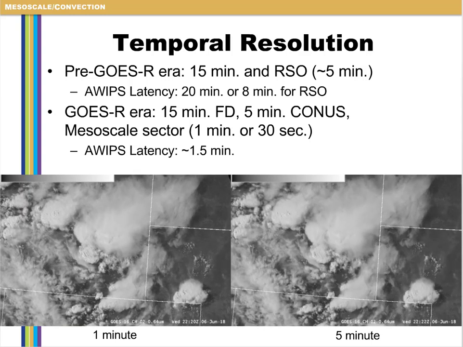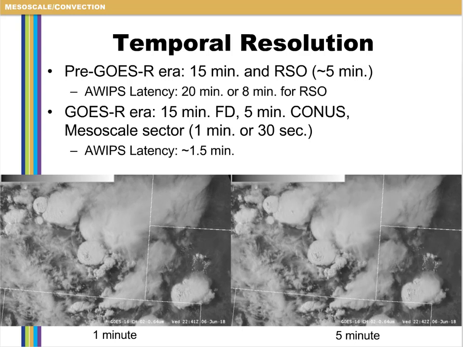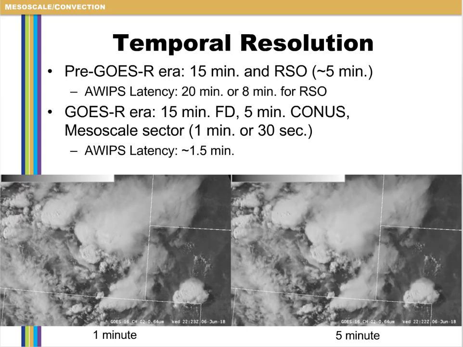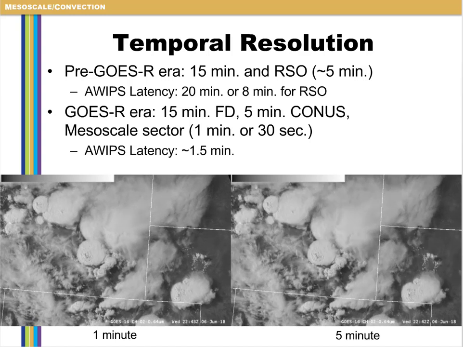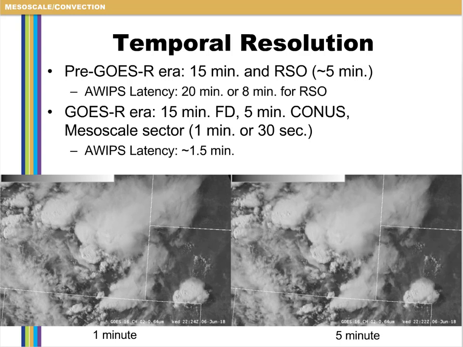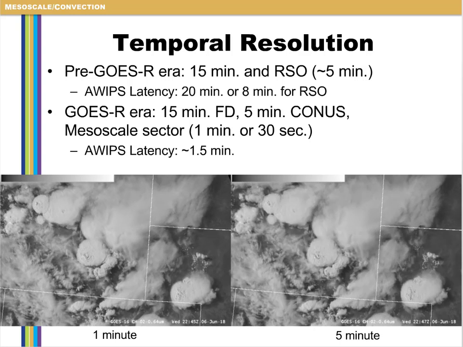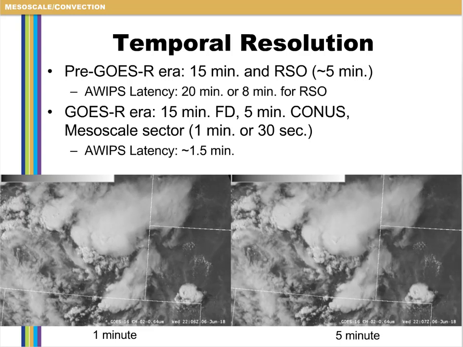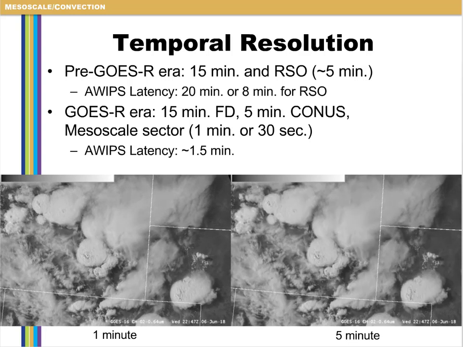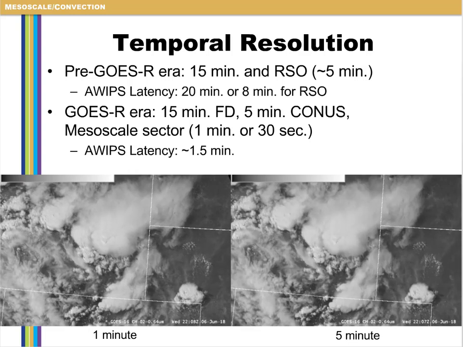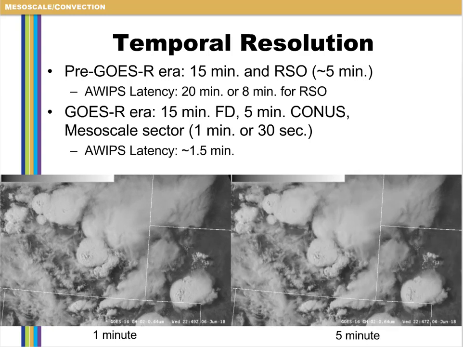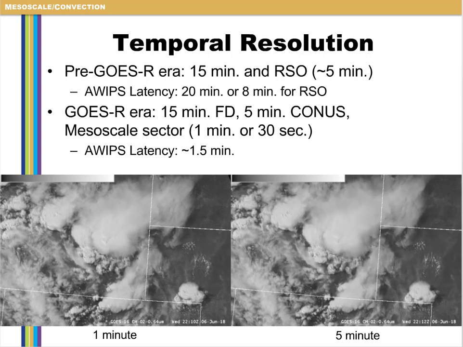Compare that with the GOES-R era. I won't discuss the full disk scan other than listing that it is 15 minutes since the spatial resolution is degraded, but the CONUS sector is at 5 minutes. Mesoscale sectors make 1-minute imagery available, or even 30 seconds if 2 mesosectors overlap. The most important aspect is the latency in AWIPS. It's about 1.5 minutes in the GOES-R era, a dramatic improvement from the pre-GOES-R era.